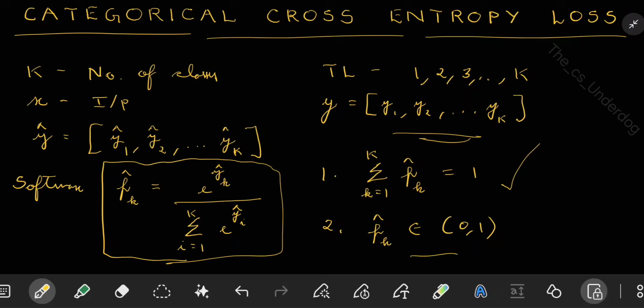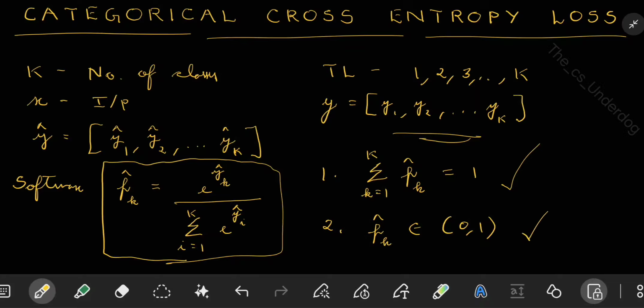The second point says it is always a probability between 0 and 1. That is because my denominator is the sum of all, and the numerator is one among those, which means it is a value between 0 and 1. Worst case, the numerator can be 0. Best case, the numerator can be the same as the denominator. Then it will be 1, and my total probability will be 1. That is why both these claims are met.